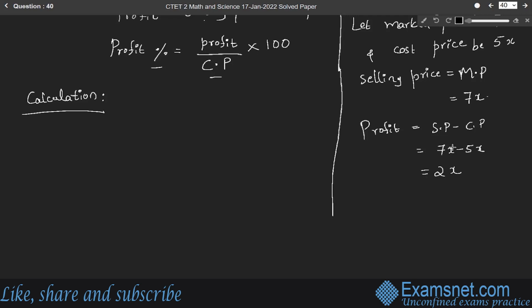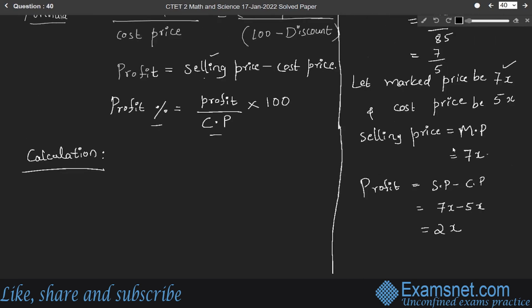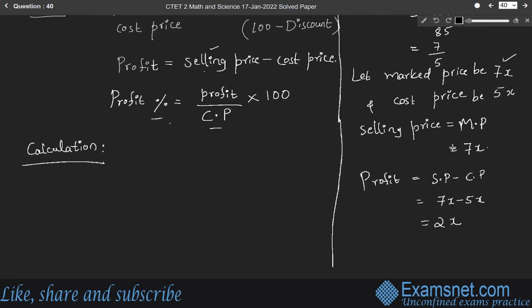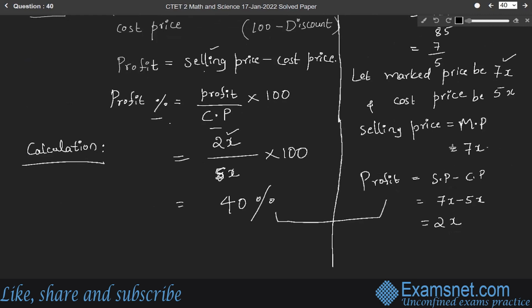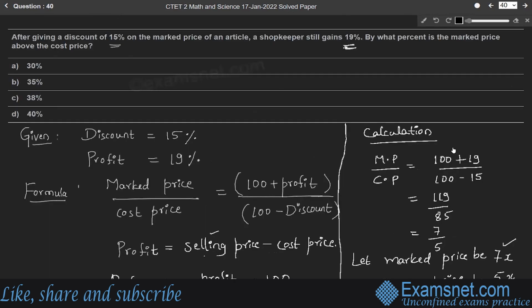Therefore, profit percentage, according to the formula, is profit by CP. For 5x cost price, profit is 2x, right? Therefore, for 100 cost price, it is 40%. Therefore, profit percentage is 40%. Option D is the right answer.